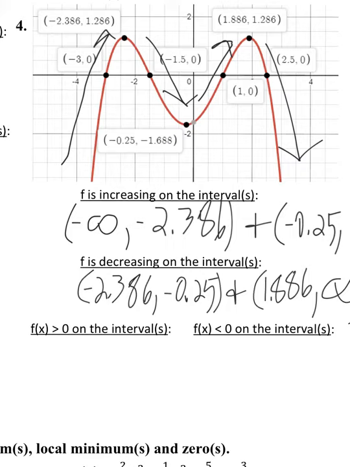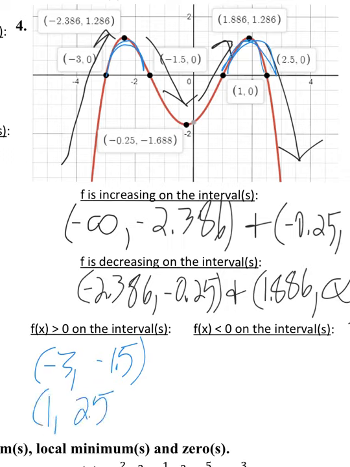So it is greater than 0 between -3 and -1.5. You see this little arch here. I'll trace it in blue. So that's where it's greater than 0. So between -3 and -1.5. Anywhere else it's greater than 0? Yes, right here, in between 1 and 2.5. All right, and that seems to be it for the greater than 0.